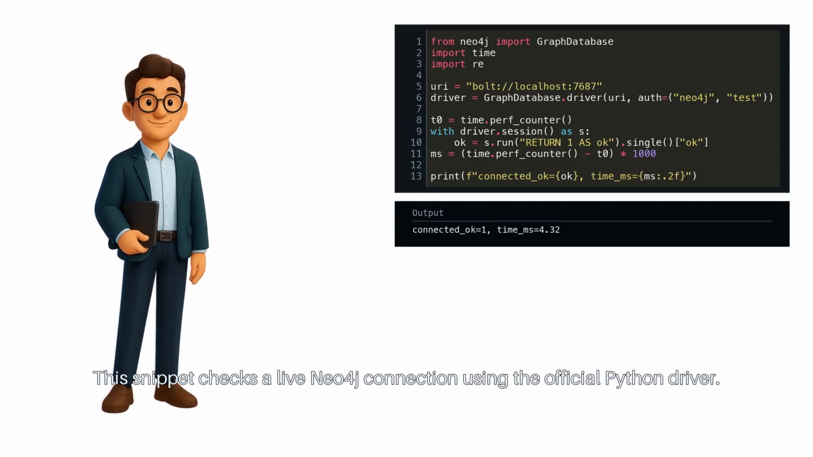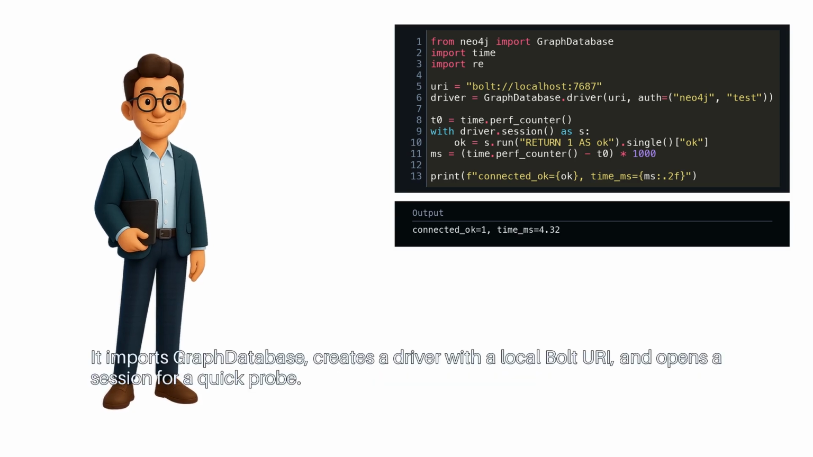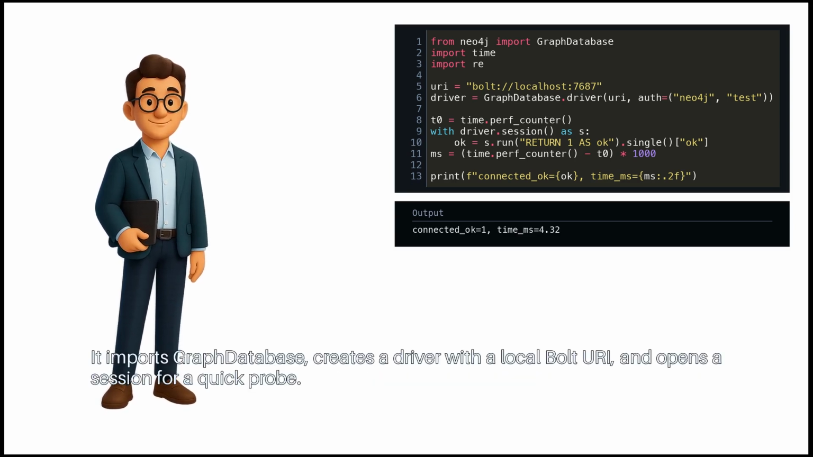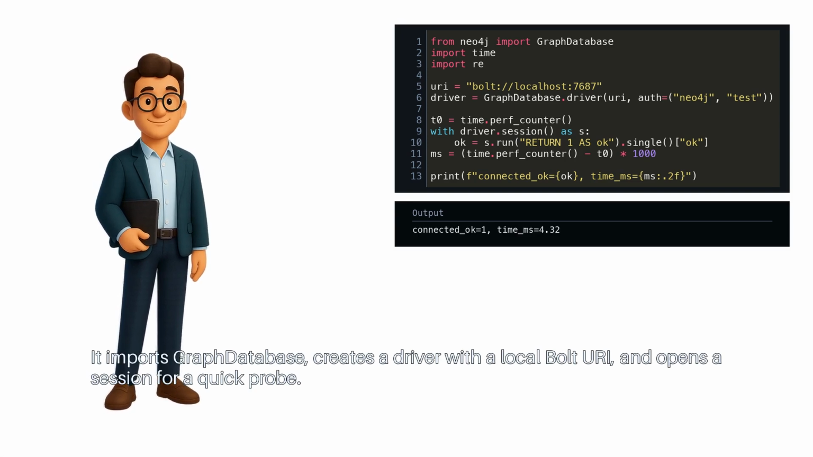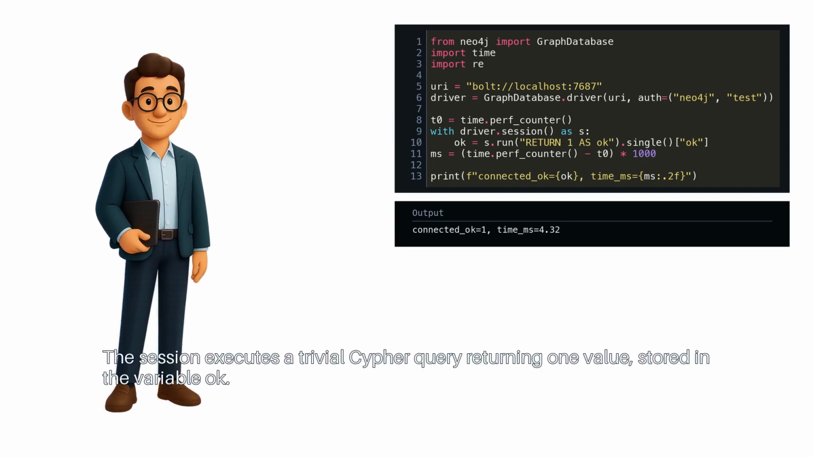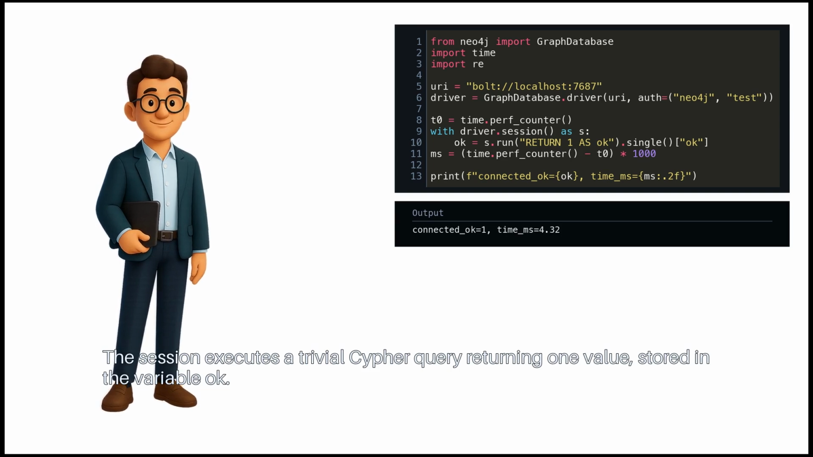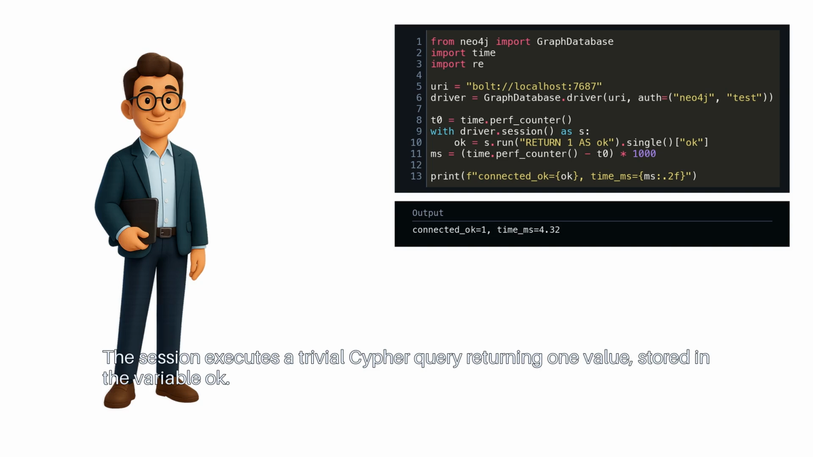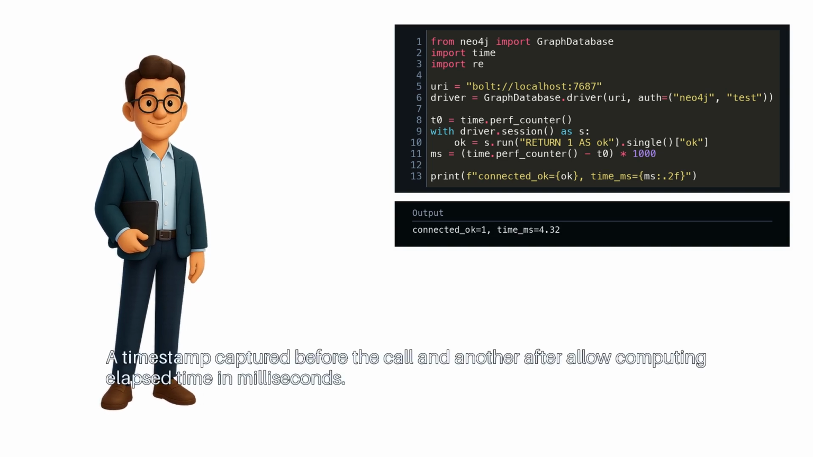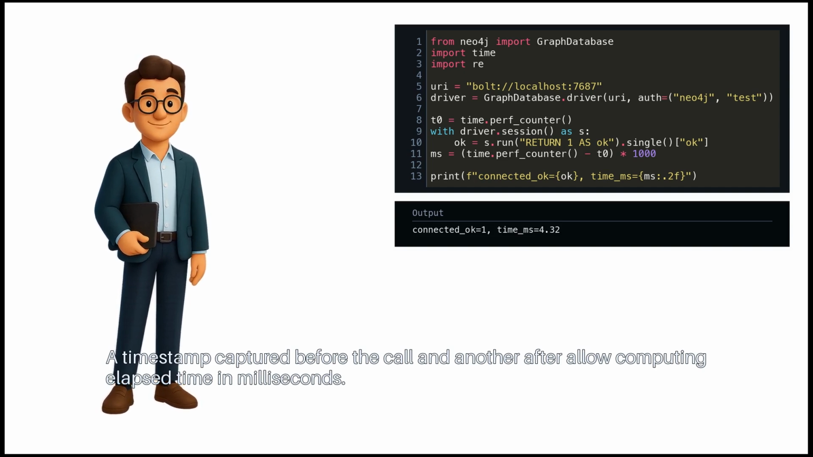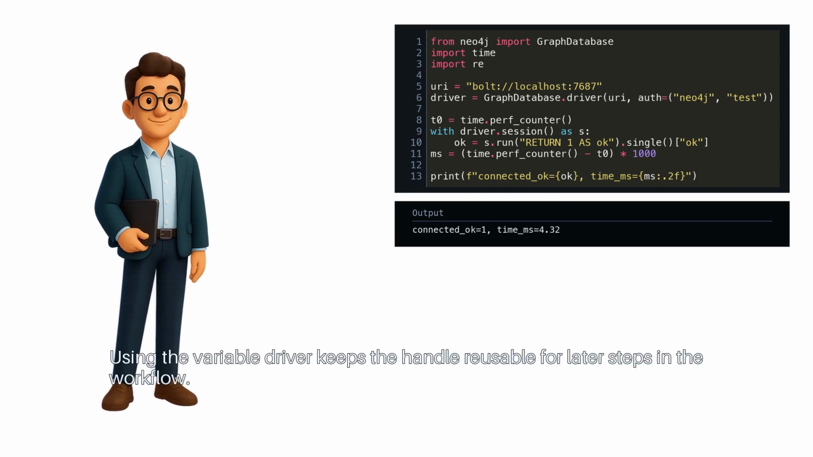This snippet checks a live Neo4j connection using the official Python driver. It imports GraphDatabase, creates a driver with a local bolt URI, and opens a session for a quick probe. The session executes a trivial Cypher query, returning one value, stored in the variable OK. A timestamp captured before the call, and another after, allow computing elapsed time in milliseconds. Using the variable driver keeps the handle reusable for later steps in the workflow.